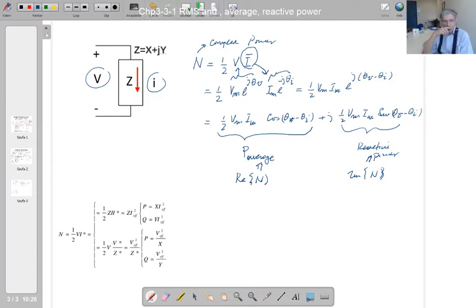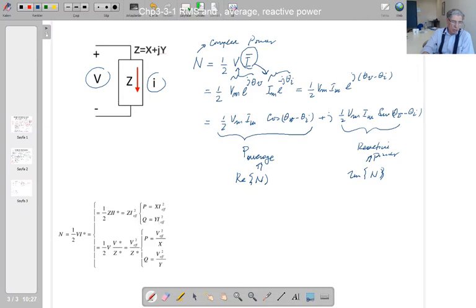In here there is an explanation. I am not going to do it here by hand. It says how you calculate average and reactive power in terms of the impedance's real and imaginary parts. You can see here, the impedance real part multiplied with the RMS current squared gives you the average power.